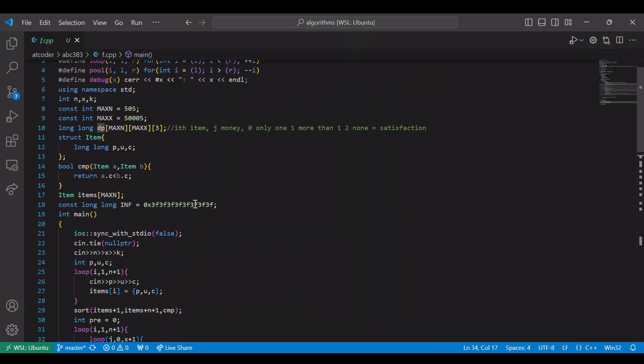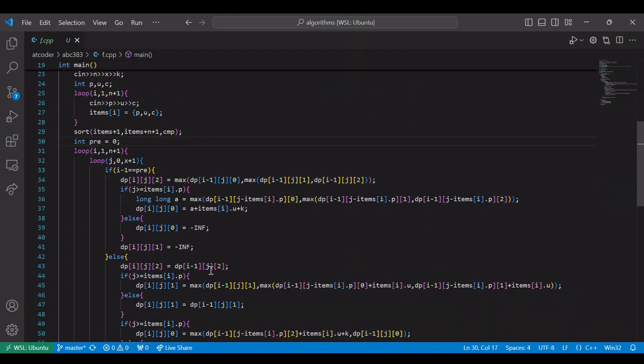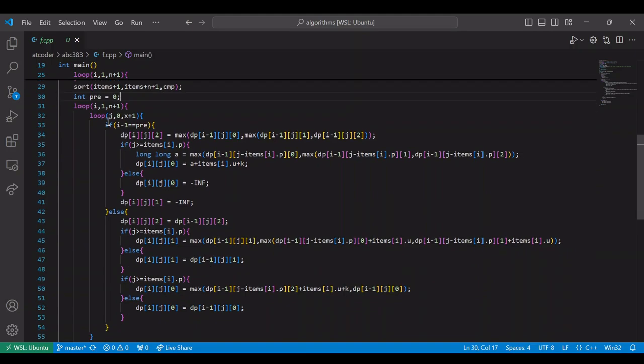And so we create our DP array with i, the price, and then k, which is 0, 1, and 2. And we first sort all the items in increasing order of color so that all the items with the same color will be grouped together. And as for the DP transition, we need to check for two conditions. pre is just a variable that records the last index of the previous color, so this records when the color transitions to another color.